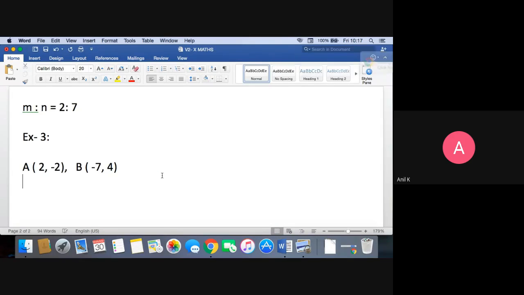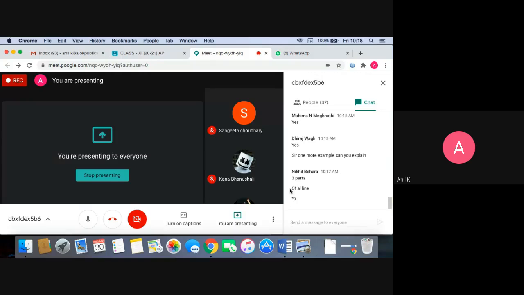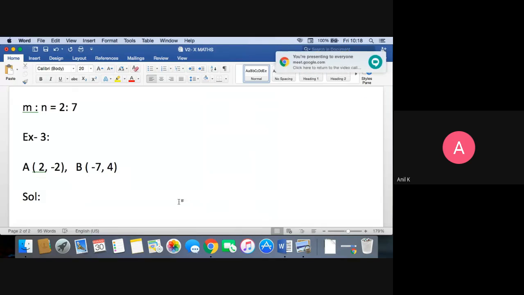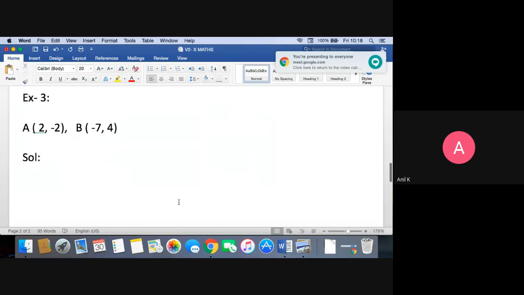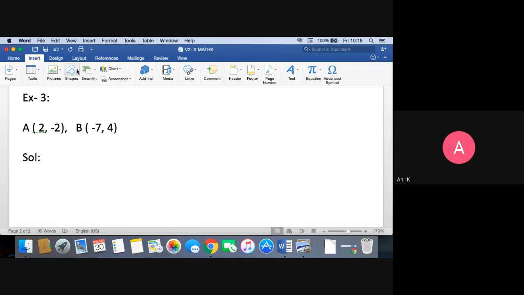I think you have heard about the word bisection, even in biology also. Three parts. Yes, Nikhil has given one more. Three parts of a line. The given line segment is divided into 3 equal parts. That is called the trisection. Okay, let me draw the line, then I'll explain.